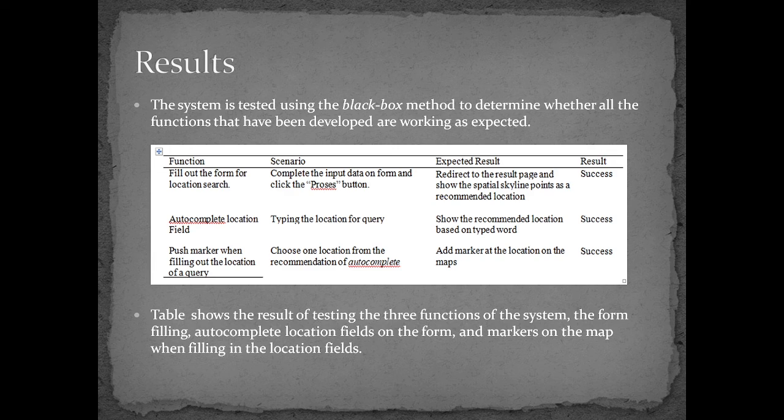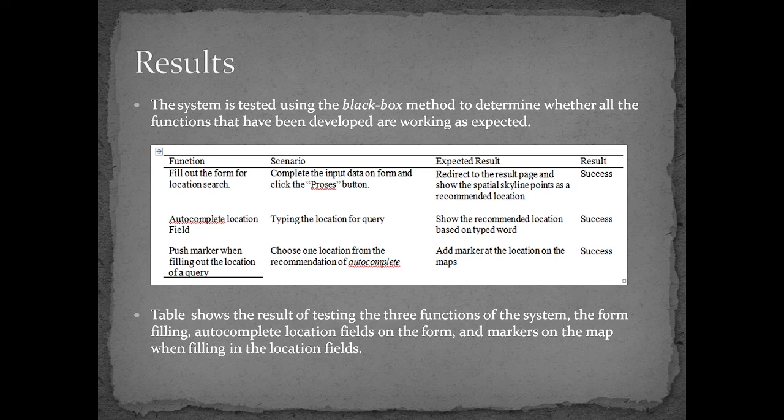The table shows the result of testing the three functions of the system: the form filling, autocomplete location fields on the form, and markers on the map when filling in the location field. The function fill out the form for location search. The scenario is complete the input data on the form and click the process button. Expected result: redirect to the result page and show the Spatial Skyline point as a recommended location. The result was success.